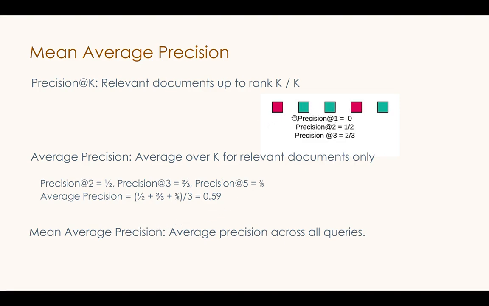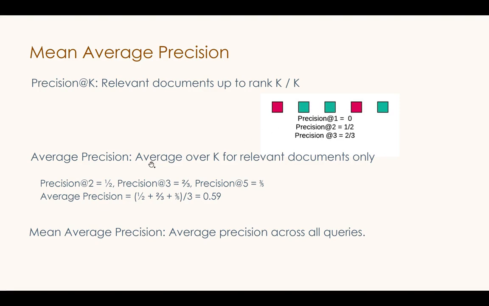We have 5 documents. The red ones are irrelevant and the green ones are relevant. So we can calculate the precision at the individual positions. So let's say at 1, because this is not relevant, we get a 0. And at 2, we have 2 documents in total, and 1 document is relevant, so we get a half. And here we get 2/3.